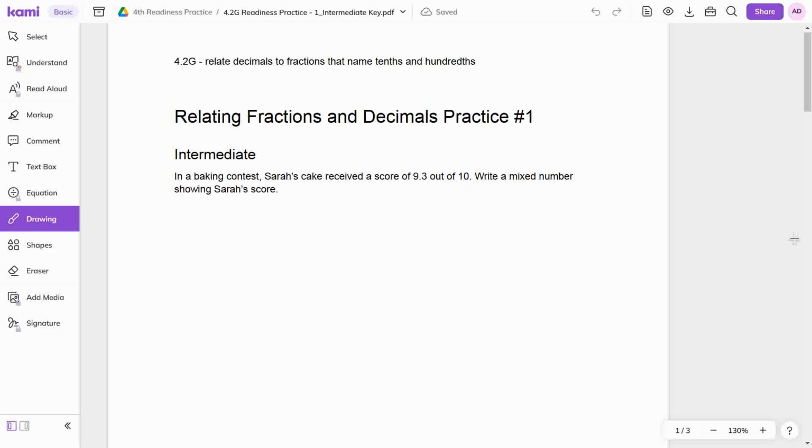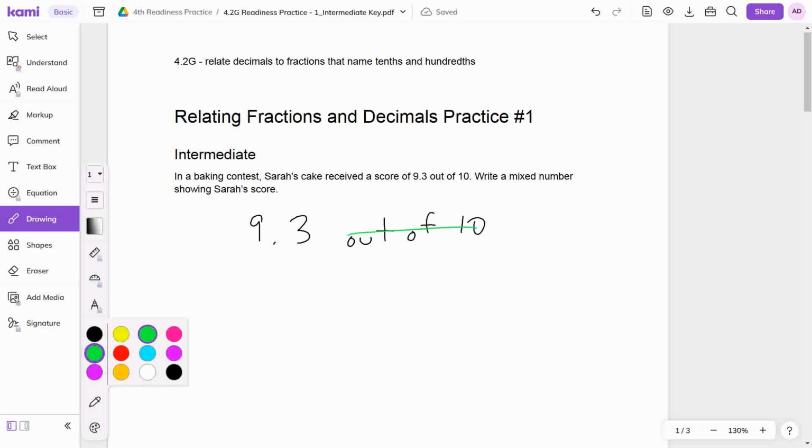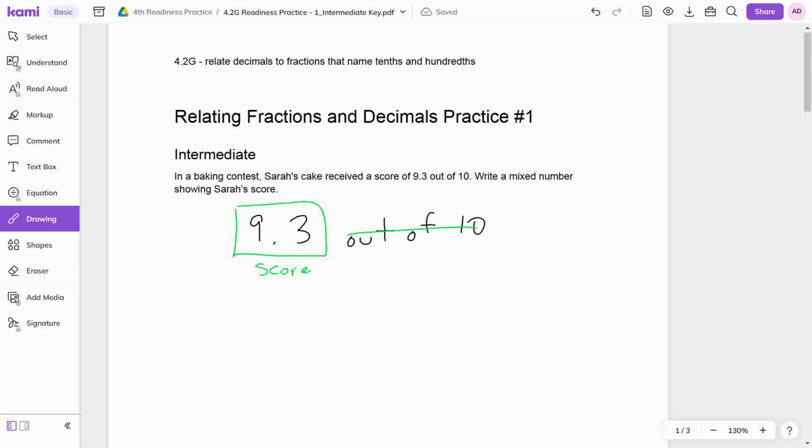So our first problem here has a baking contest, and Sarah's cake receives a score of 9.3, or 9 3/10 out of 10. We need to write her score as a mixed number. Now I've got two different numbers here. I've got 9 3/10 out of 10. And really, we don't need this last part. This right here is her score, 9 3/10. And so sometimes we'll get some information in a problem that we don't really need. Out of 10 just means what the highest possible score is. But what is her score?